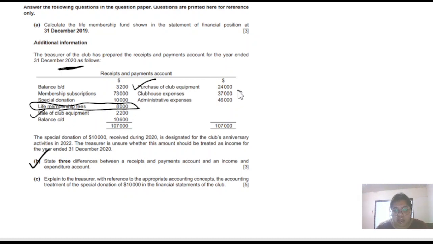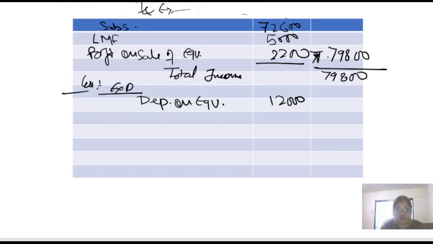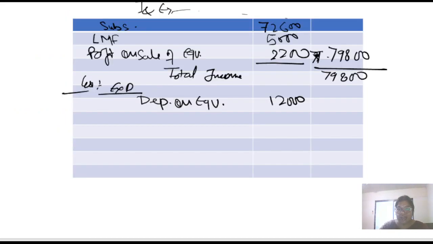From the receipt and payment account you have two expenses here. One is clubhouse expenses, the other one is administrative expenses. Everything has an adjustment. So note these two values, 37 and 46. In the additional information there is something regarding the income and expenditure account related to the expenses. So after that you have to write your expenses. Your clubhouse expenses, that is 37,000. And there is something related to the clubhouse.